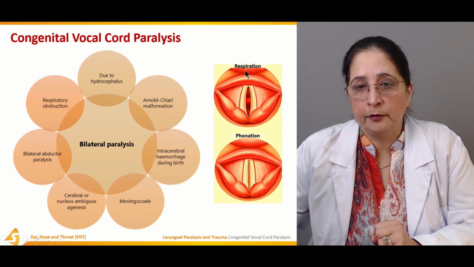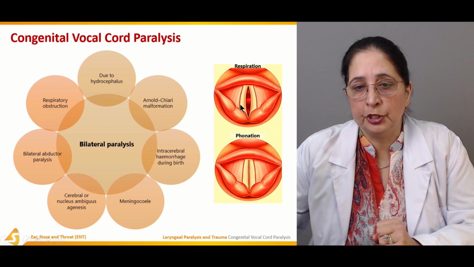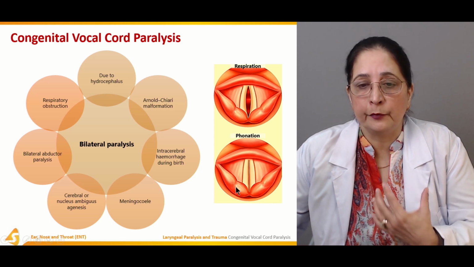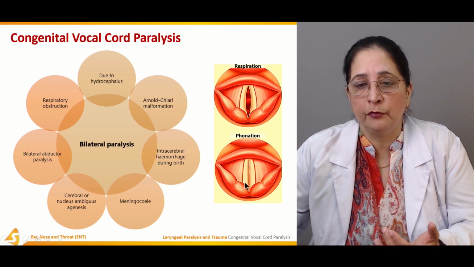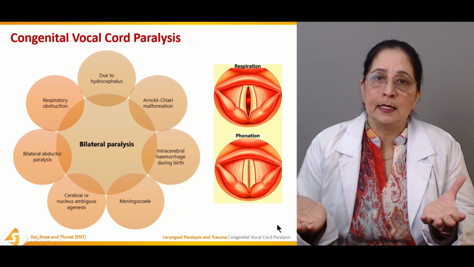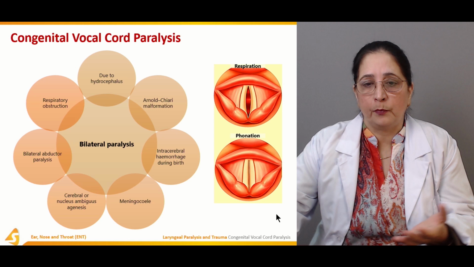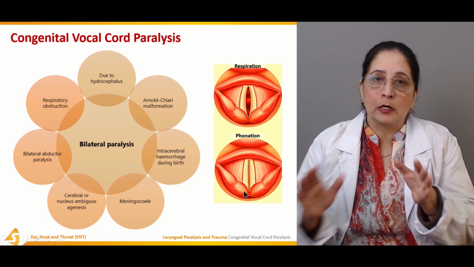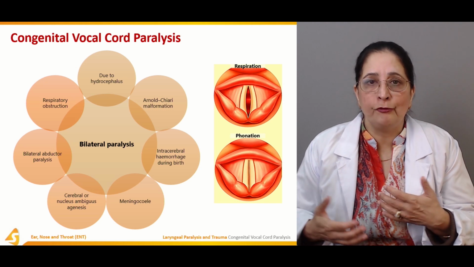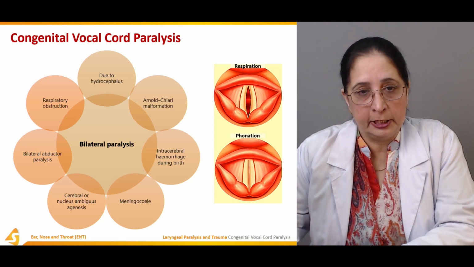This is the position of the vocal cords during respiration, and this is when the sound is produced when talking, during phonation. That's how it is. When paralysis occurs, that movement is not possible, and approximation of the vocal cords is not possible. That can cause aphonia and different conditions.